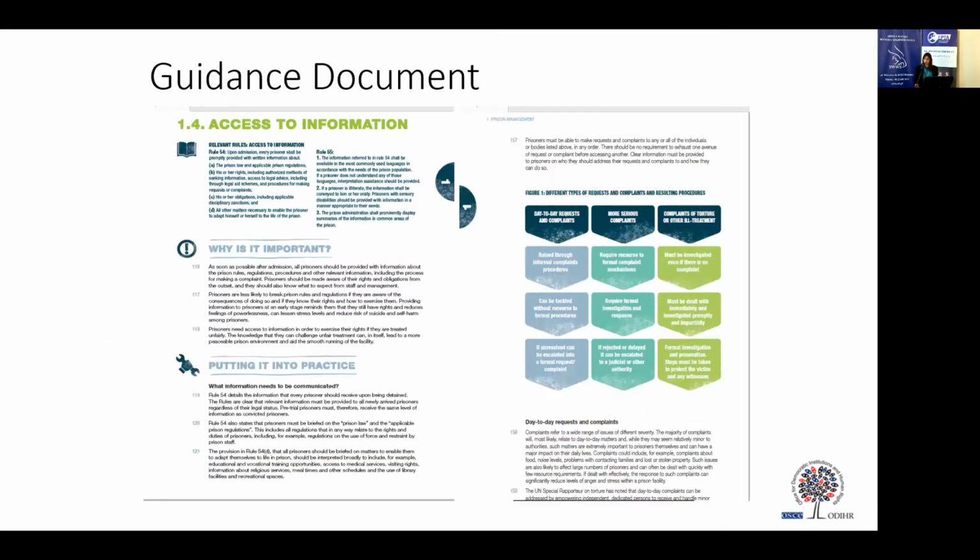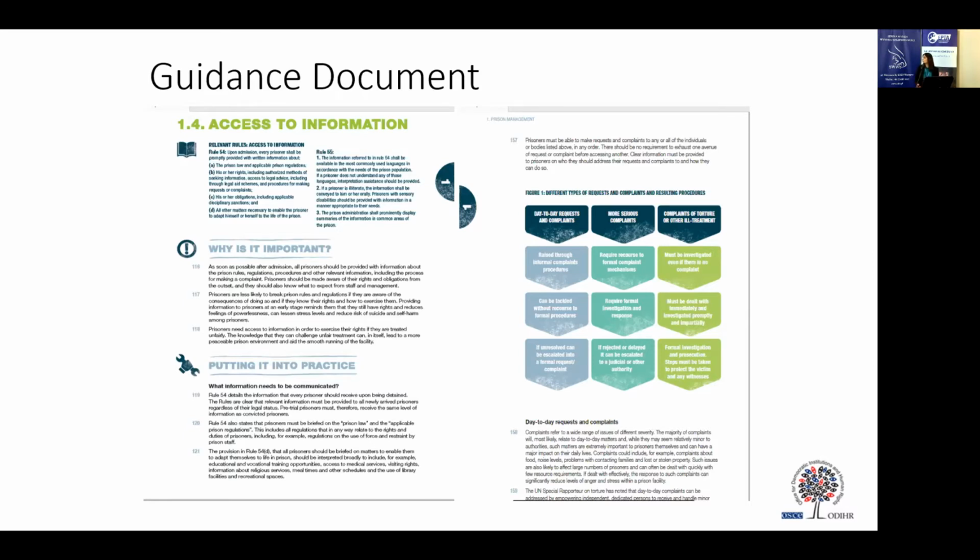So a few words about the structure. For each section you have, so this example is related to access to information, references to the relevant rules. Here it's rules 54 and 55, why it is important, and putting it into practice. For example, in this case, how the information can be communicated: that prisoners could be provided with a copy of the rules and regulations, and also ensure that illiterate prisoners have the information explained to them, etc.